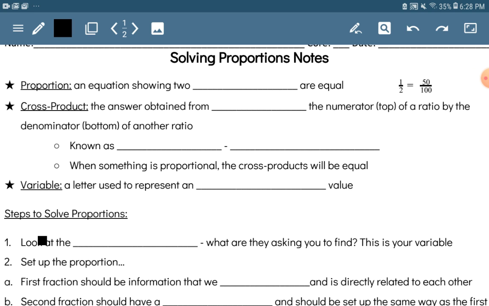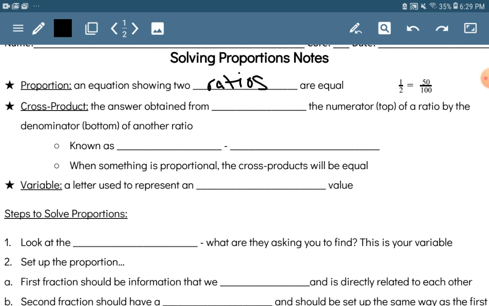So first we're going to talk about just some basic vocab that we need to know. A proportion is an equation that shows two ratios are equal or equivalent. So the example to the right there has 1/2 equals 50 over 100. If you were to simplify 50 over 100, you would get 1/2.